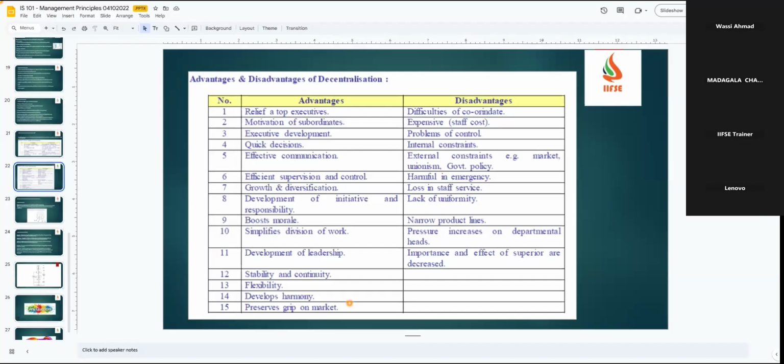Okay. Then disadvantages. Difficulty to coordinate, because if you give authority to multiple people, it is very difficult to understand the status of each person's role and also the activity which we have assigned. If it is one person, the management taking the decision, there is no need of coordination.